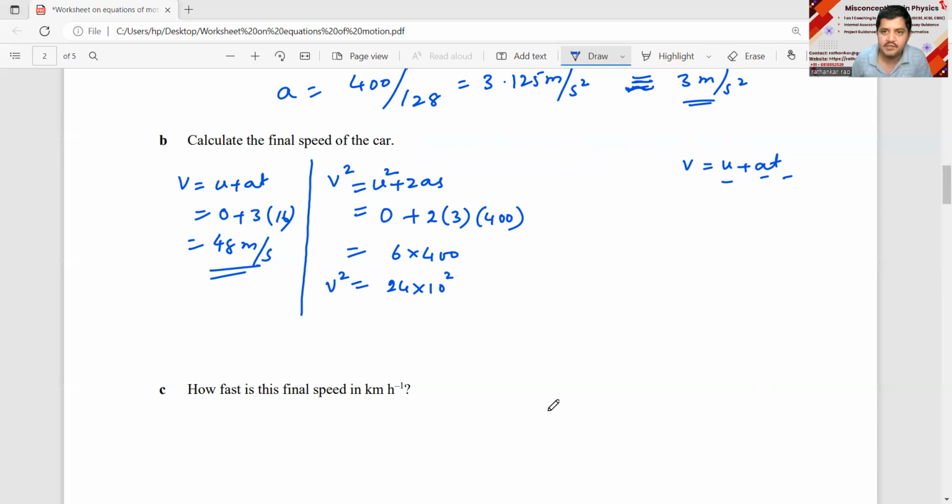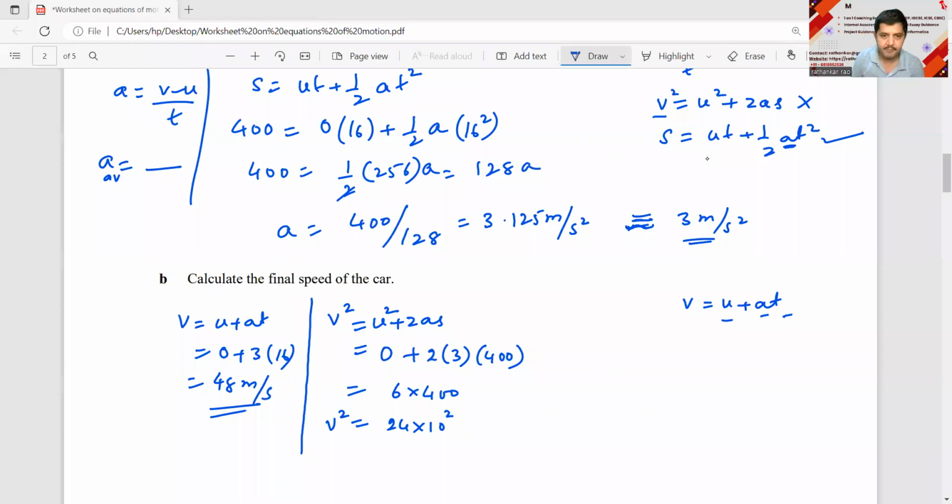Now what we need to do is, finally, when we take the value of V, you'll get a different answer. Let us see why we get this. You get the answer as 24 into 10 square, so what is the value of root 24? The square root of 24 should be 4.89, which is 4.89 into 10, which should be 48.9.